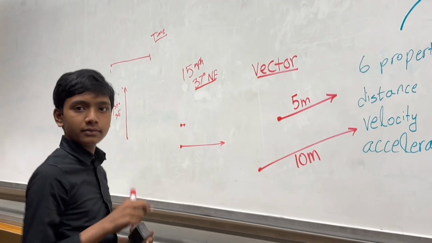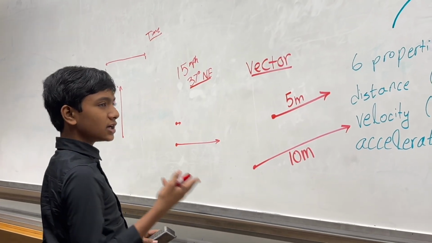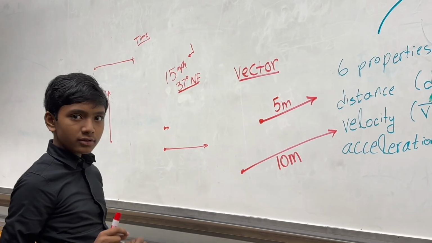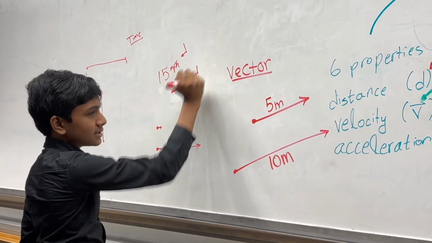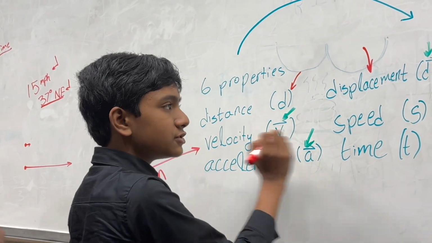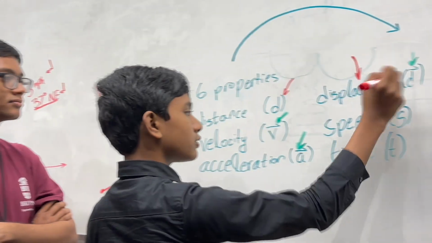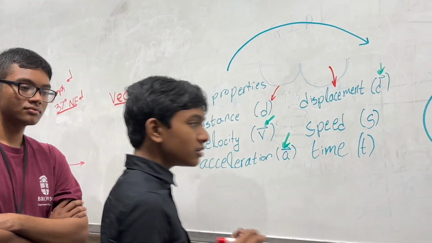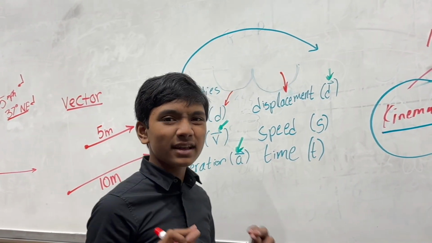A vector is just supposed to tell us what the magnitude is and what the direction is. So objects that have both magnitude and direction are called vectors, and ones that don't are called scalars. And some scalars are just the magnitude of vectors.